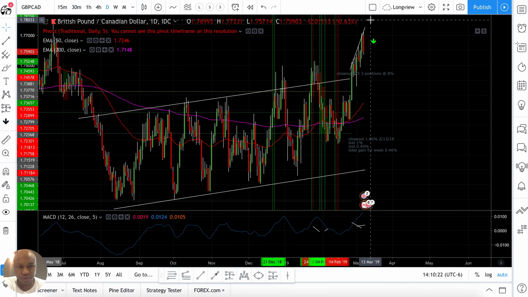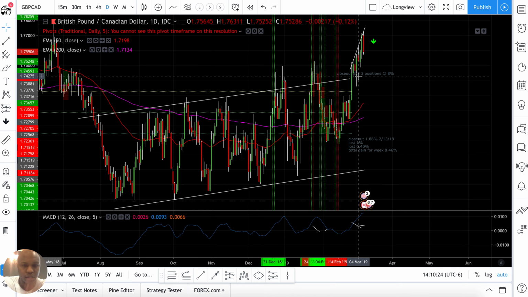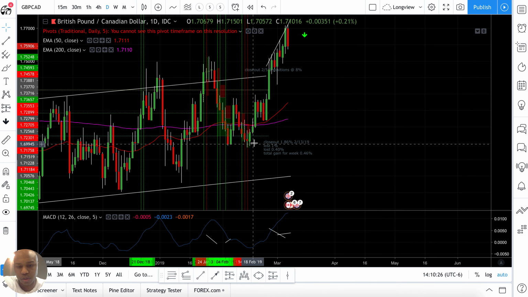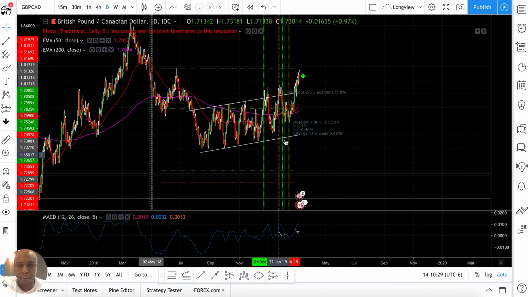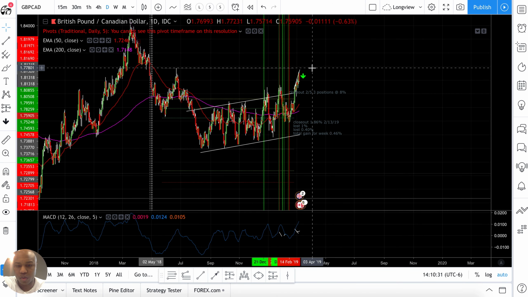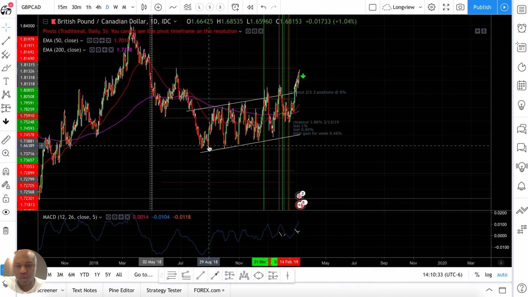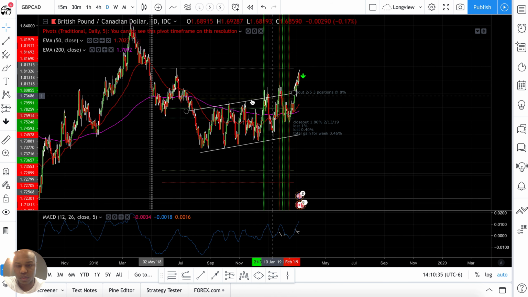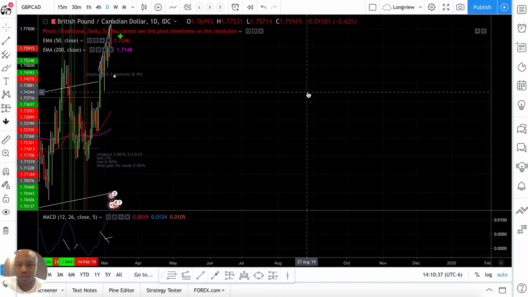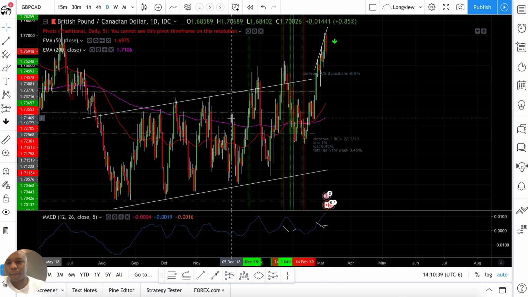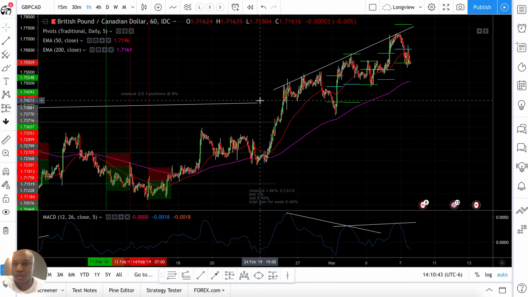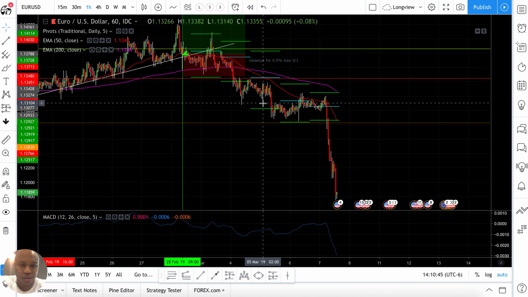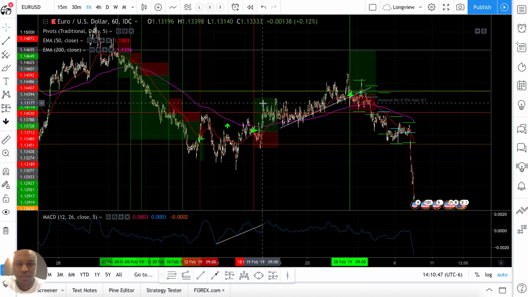I could draw a fib here, but I wouldn't know where to put the other side of the fib. I could start the fib here, but I don't know where the other side goes. That's what I mean. So this is an old fib from this move. It's a funky looking little move. So I don't know. I think something's going to happen though. We'll just watch it and learn. That's what I love about this game the most.